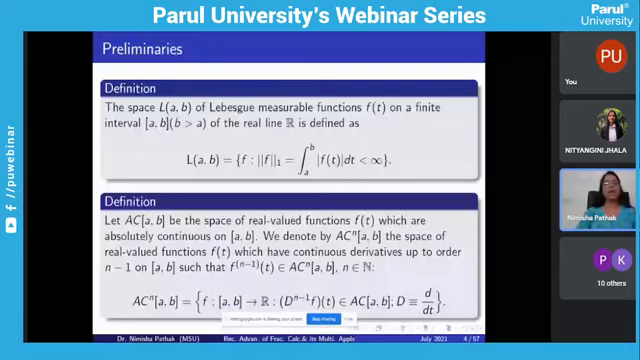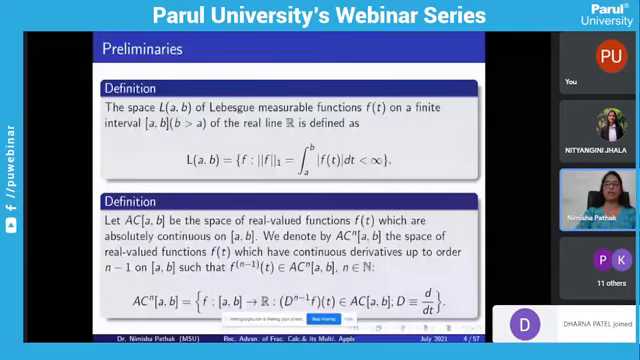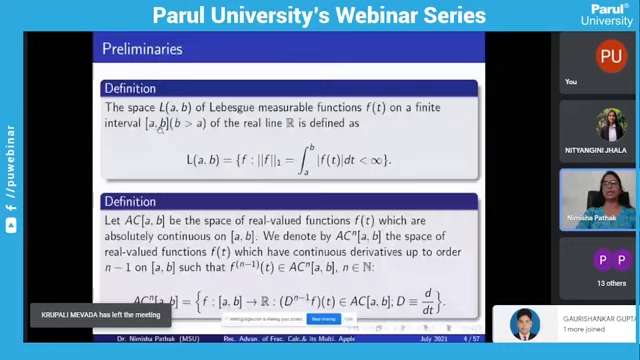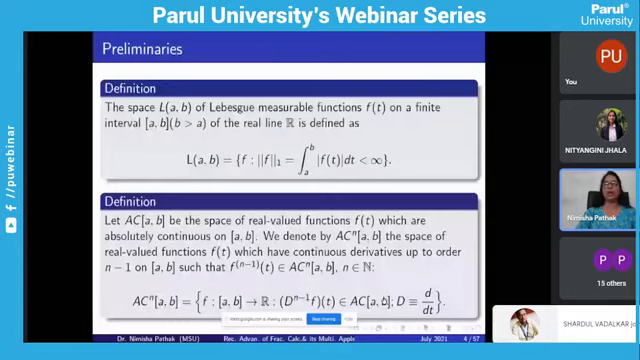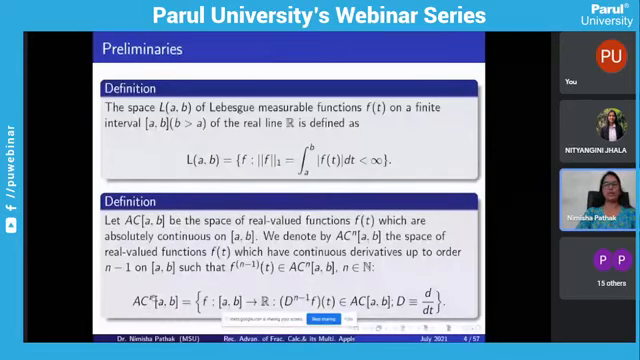Historically, it originated from the Riemann-Weyl definition of the fractional integral of order alpha, where alpha is the fractional order. So it is known as the Riemann-Weyl fractional integral. But before that, to define certain definitions of fractional derivatives, we need some spaces, so we should have knowledge of the spaces. The space L1 of a, b of Lebesgue measurable functions f(t) on a finite closed interval [a, b] is the set containing f such that the norm of f in L1, equal to the integral from a to b of absolute f(t) dt, is finite.